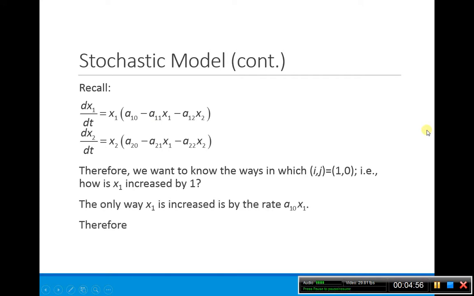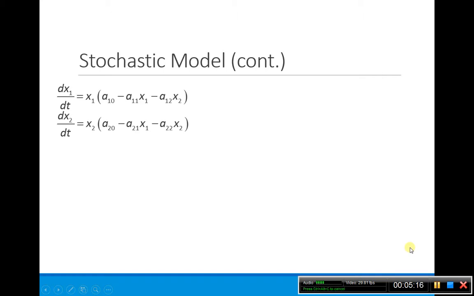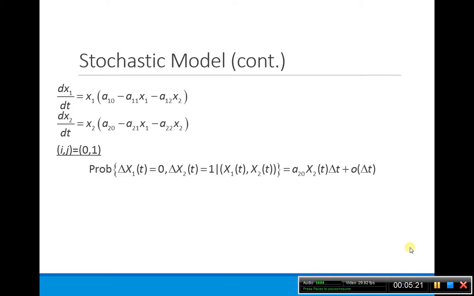So if we look at the probability of the change in x1 being 1 and the change in x2 being 0, this happens at the rate A10 x1, and the probability would be that rate times delta t plus order delta t. We do the exact same thing for our other ones. If we look at x2 increasing by 1, the only way x2 can increase is this positive term, so we have A20 x2 times delta t plus order delta t.